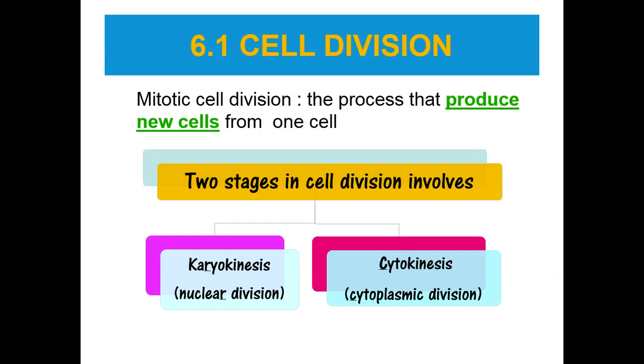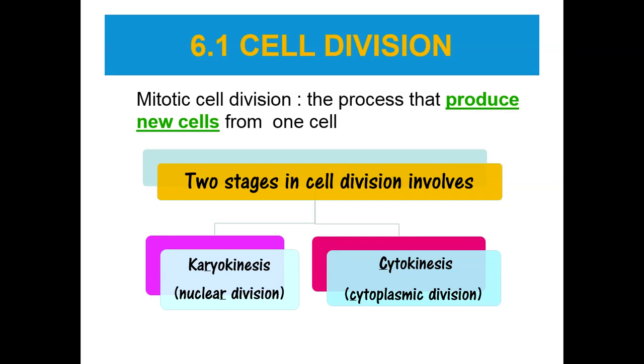Okay, now we are going to discuss the stages in cell division. The first thing is we have to understand what cell division is. Cell division is about producing new cells from one cell. Maksudnya daripada satu sel nak hasilkan sel yang baru, kita kena faham itulah maksud cell division.